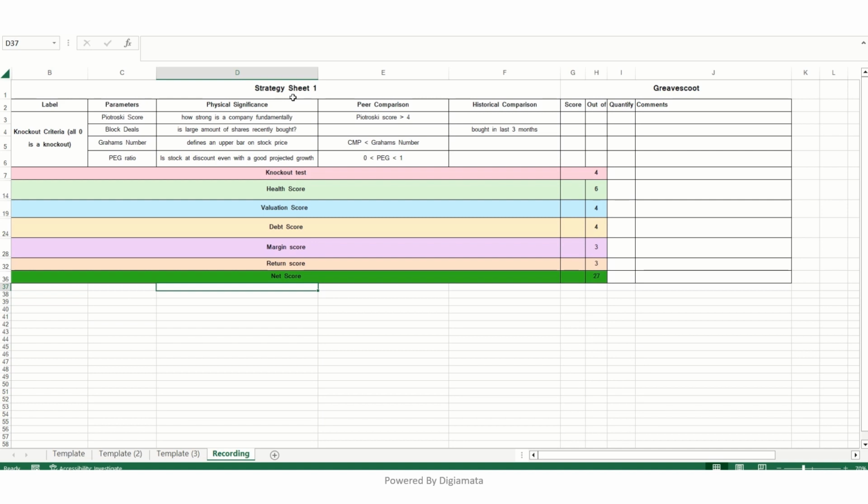So finally, the moment is here where you are going to apply whatever you have learned till now and try to understand the fundamentals of the companies. The first column which we are going to see here poses you a question, whether your knockout criteria is fulfilled or not. Similarly, you will have multiple questions for health score, valuation score, debt score, margin score, return score, so that you can know what you are trying to do in these particular rows. Then you have the second column, which is your parameters, where we will have multiple parameters. For the knockout criteria, we have these 4 parameters.